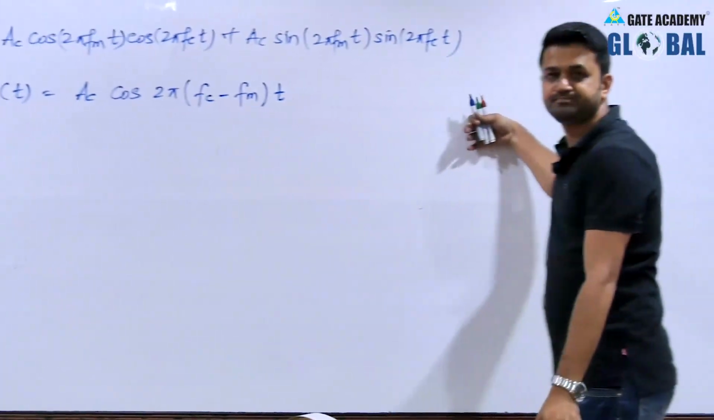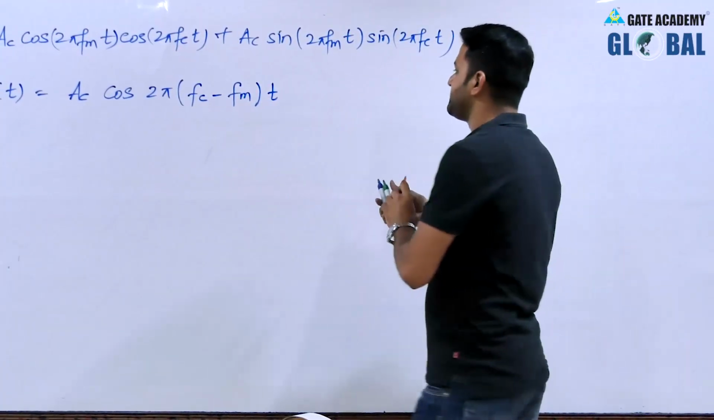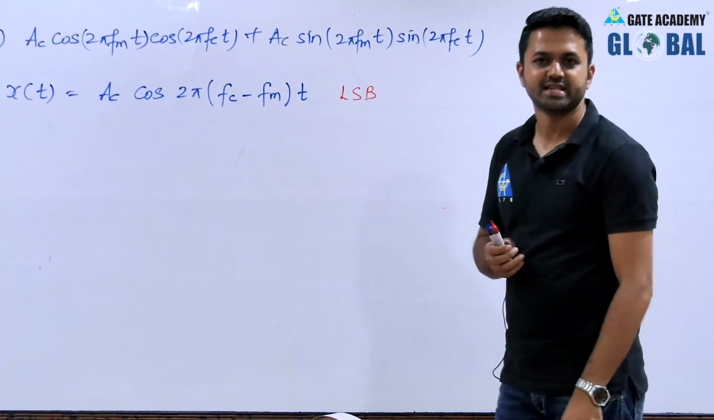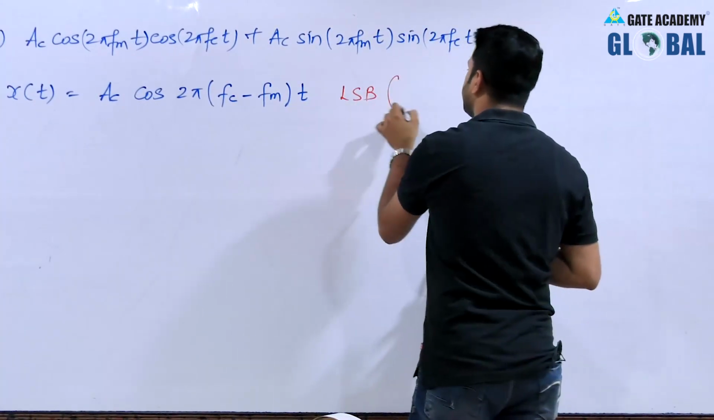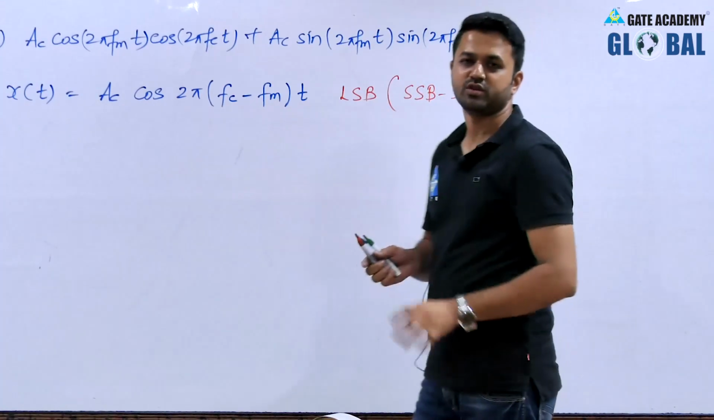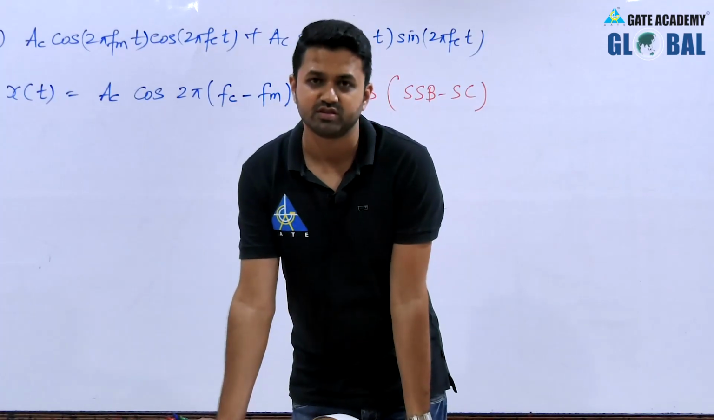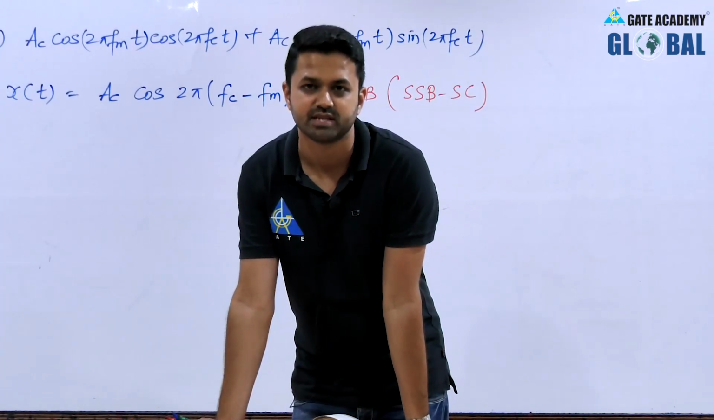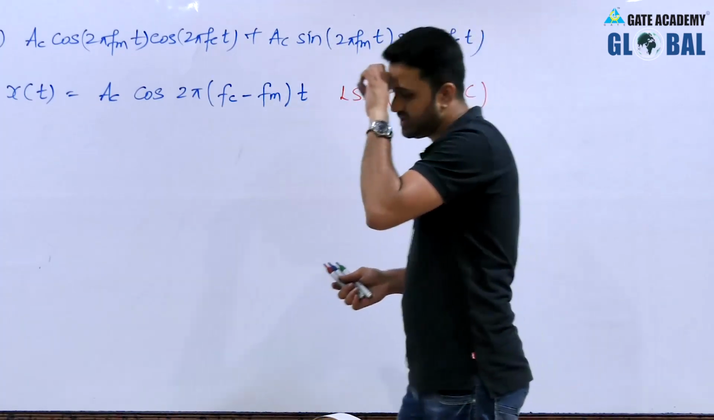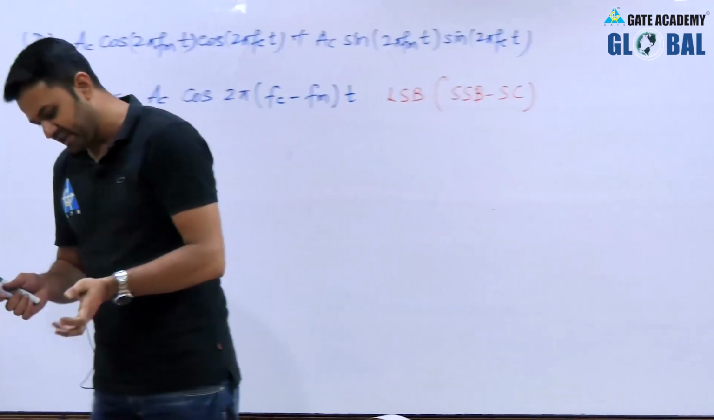So it represents a lower sideband, because it has a frequency component less than the carrier frequency. Lower sideband means we can say this is single sideband suppressed carrier. So this also cannot be our answer, because again this is a single sideband suppressed carrier, and we have to generate double sideband full carrier. So options A and D are eliminated.